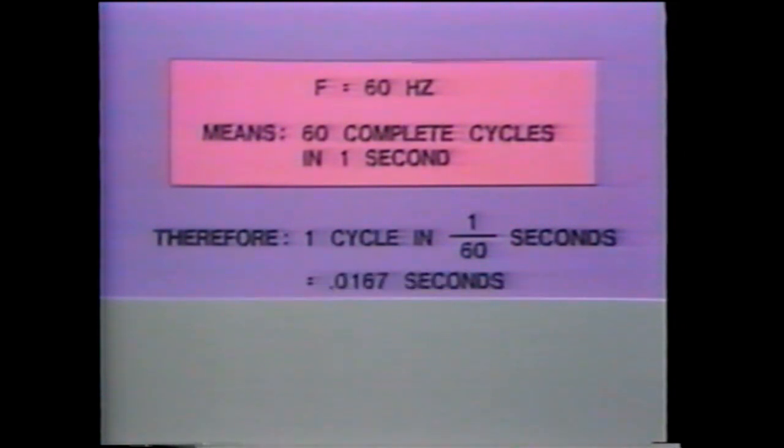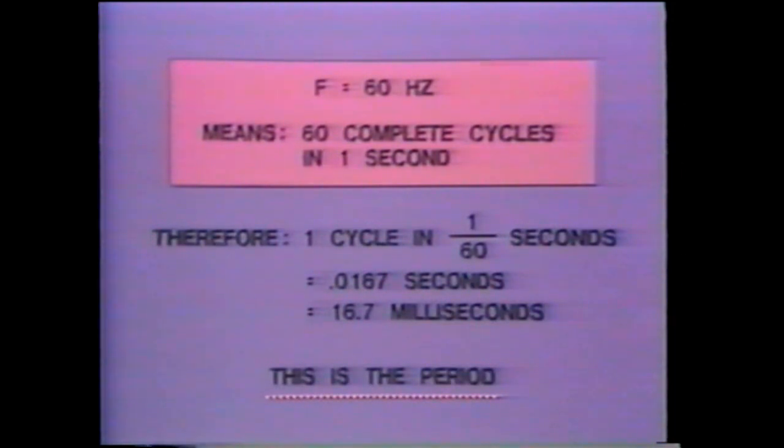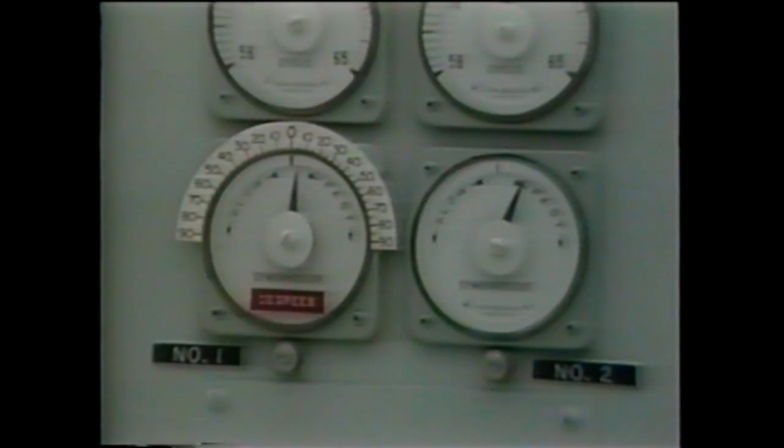This is 0.0167 seconds, or 16.7 milliseconds. And this is the period of the wave. In power systems, it is essential that all generating units run at the same electrical frequency. This is called synchronism, and we will talk more about how generators are synchronized later in the program.